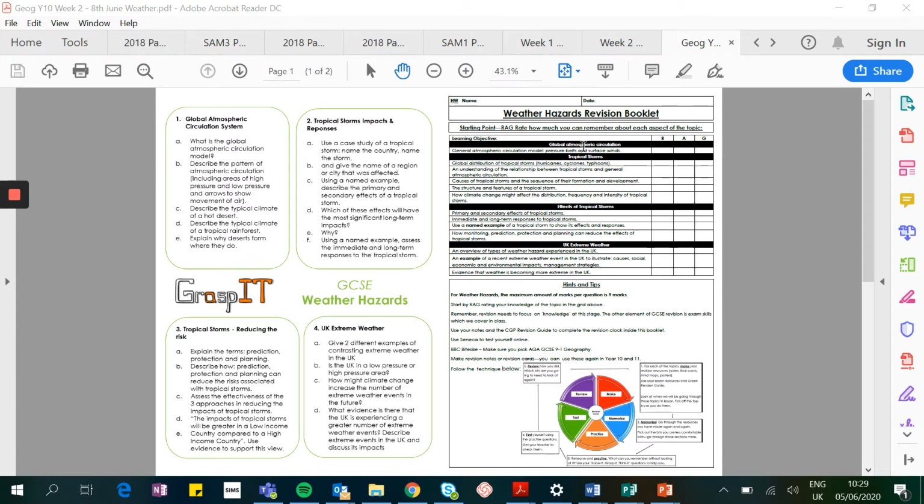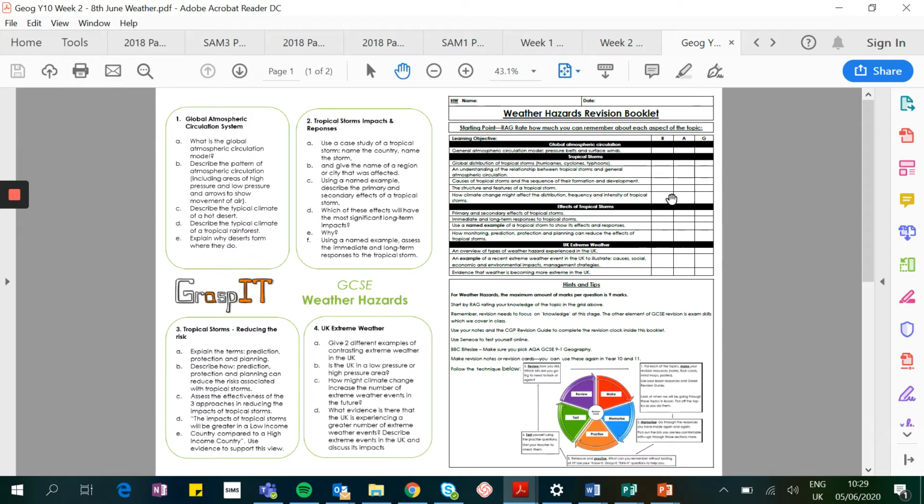So the main parts of this section of the topic are the global atmospheric circulation system. It then went on to tropical storms, then talked about the effects of tropical storms, and then UK extreme weather as well. What you've then got is some hints and tips about how to revise this. So there will be probably a 9-mark question in the hazard section. So it could be about the tectonics topic that you've looked at already, or it could be about this topic on weather hazards.